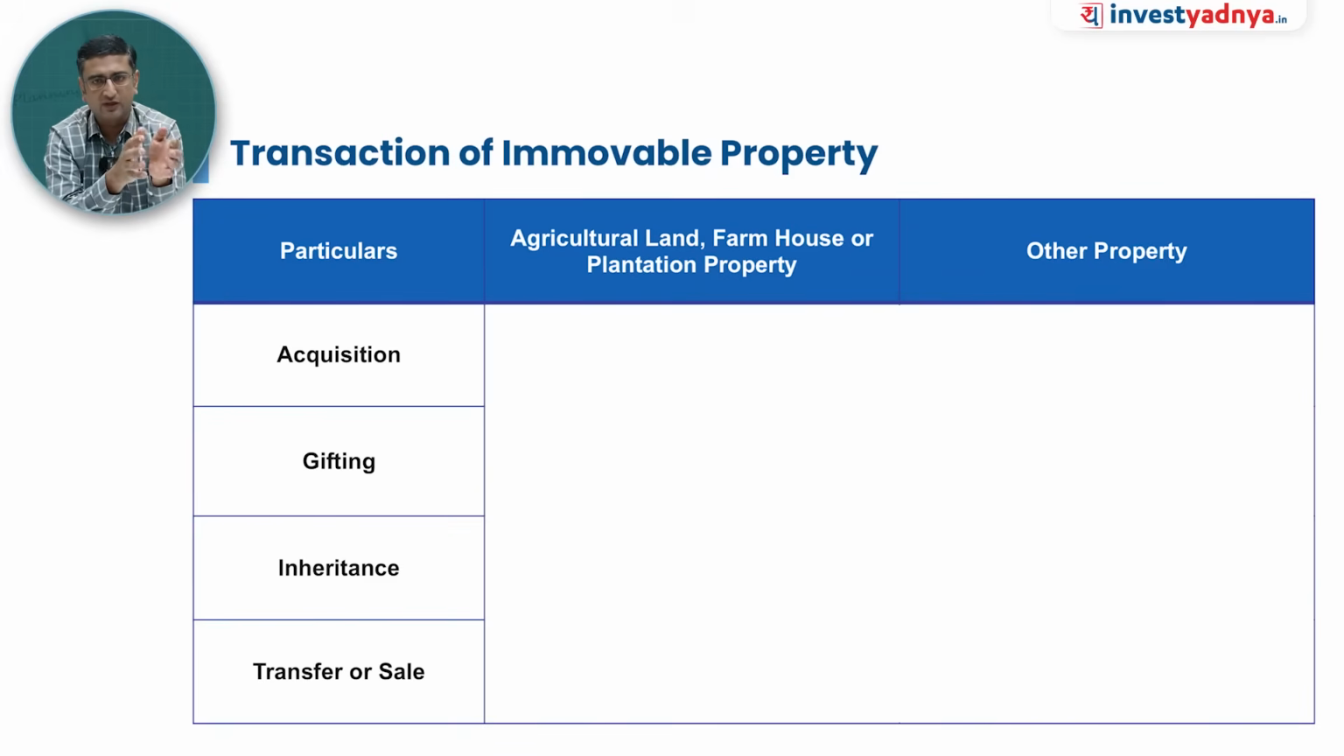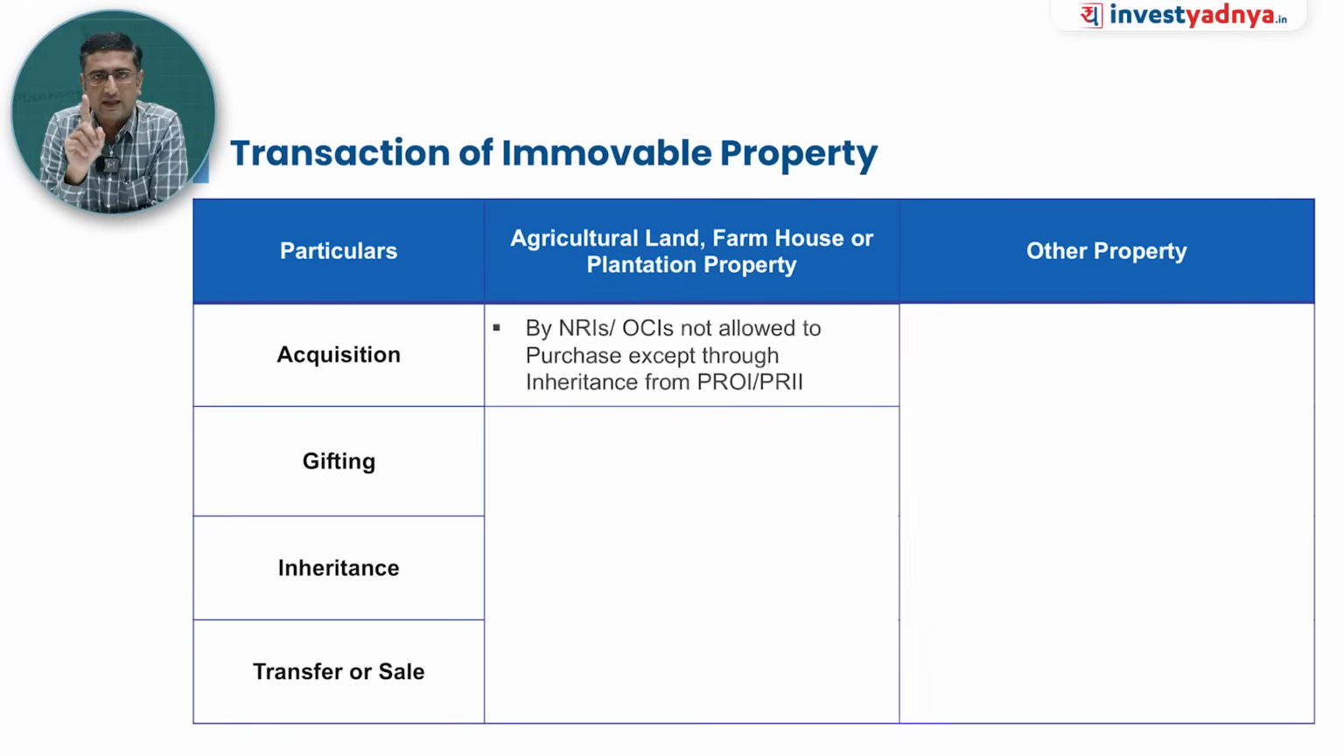So the first bracket is agricultural land, farmhouse and plantation property. The second is other than these three. We'll see one by one how things go ahead with NRIs and OCIs. If I am dealing with agricultural land, farmhouse and plantation property, then who can buy? NRIs and OCIs are not allowed to purchase these properties. Which properties? Agricultural land, farmhouse and plantation property. If these three properties are there, NRIs and OCIs are not allowed to purchase them.